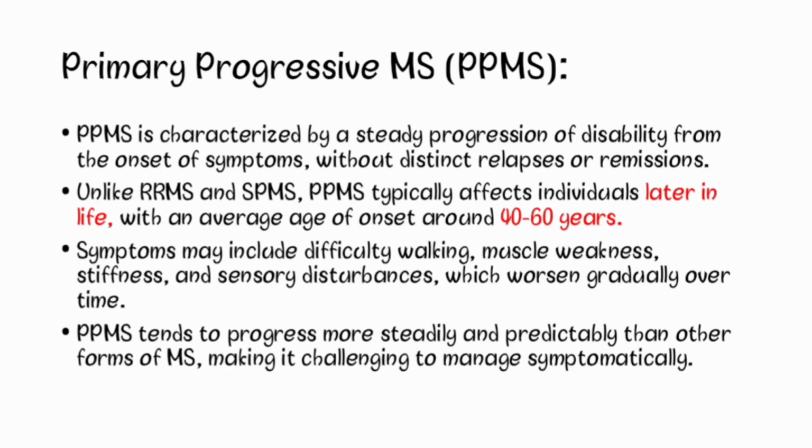Now, the third type is primary progressive MS, that is PPMS. Now, PPMS is characterized by a steady progression of disability from the onset of symptoms without distinct relapses or remissions. Unlike RRMS and SPMS, PPMS typically affects individuals later in life, with an average age of onset around 40 to 60 years. Symptoms may include difficulty walking, muscle weakness, stiffness, and sensory disturbances, which gradually worsen over time. PPMS tends to progress more steadily and predictably than other forms of MS, making it challenging to manage symptomatically.